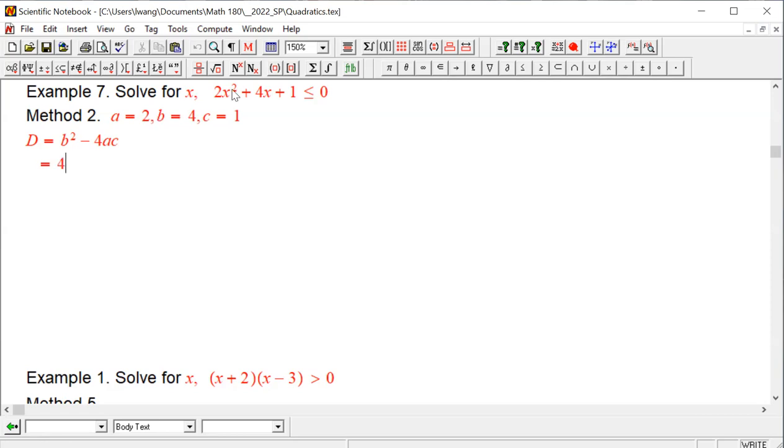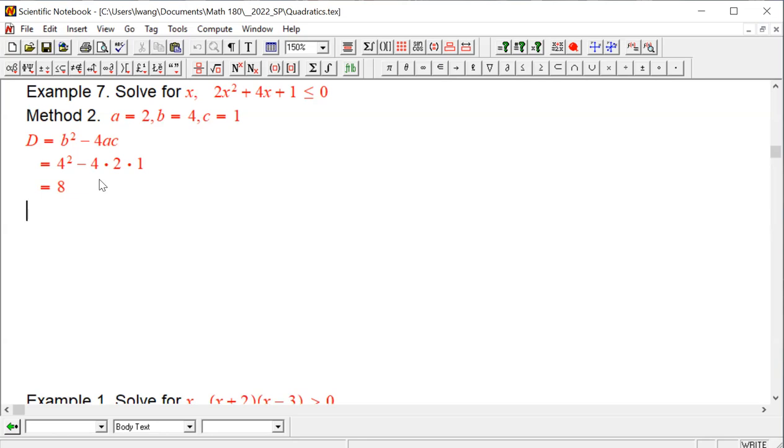So we got 4 squared minus 4 times 2 times 1. What do we get? We got 16 minus 8, which is 8. Okay, anticipating that if we want to find the x-intercept, we're going to have to use the quadratic formula. So we're going to set this piece equal to 0.